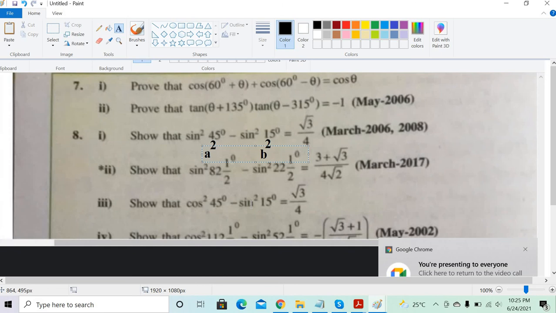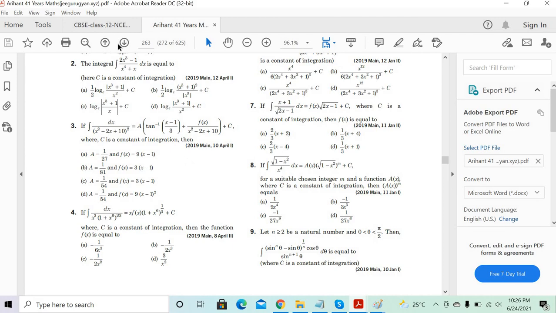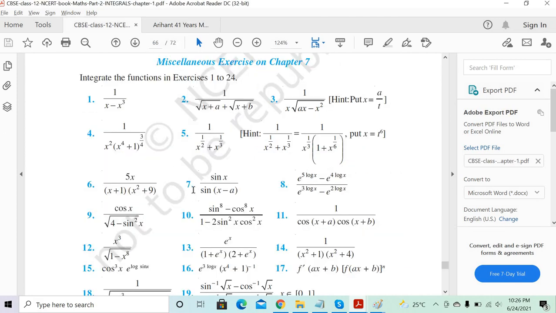So what is this? Sine 60 plus 45, a plus b now, so sine 60 cos 45 plus cos 60 sine 45. Yeah, substitute the values. So sine 60 plus cos 60, because cos 45 and sine 45 are 1 by root 2, 1 by root 2. Correct. So sine 60 is root 3 by 2.